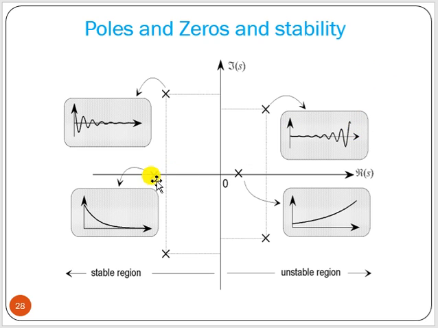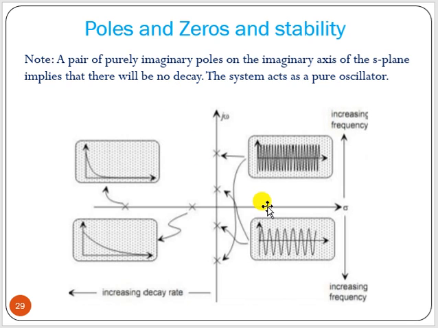Okay. Now, if it is on the real axis, that means exponentially decaying if it is in the left half plane. For the right half plane, what happens? It goes increasing exponentially. It goes to infinity. So again it blows up. That means for the right half plane, we have the unstable region. For the left half plane, it is the stable region. Now we have already shown this.